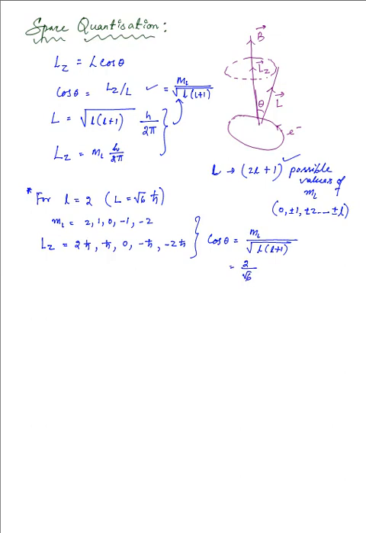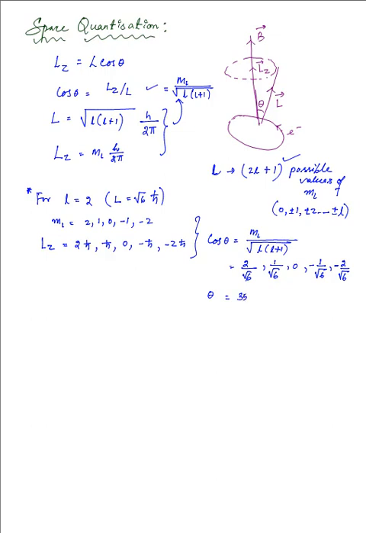Then we have 1 over root 6, the third one being 0, the next one being minus 1 over root 6, and the last one is minus 2 over root 6. So these are the values that it will take up, and from that we can obtain the value of theta. So the value of theta in these cases will be the cosine inverse of that.